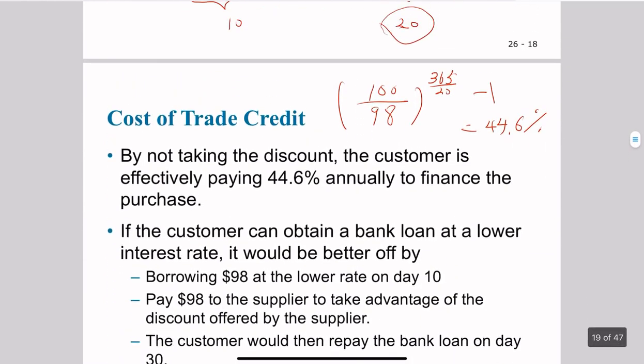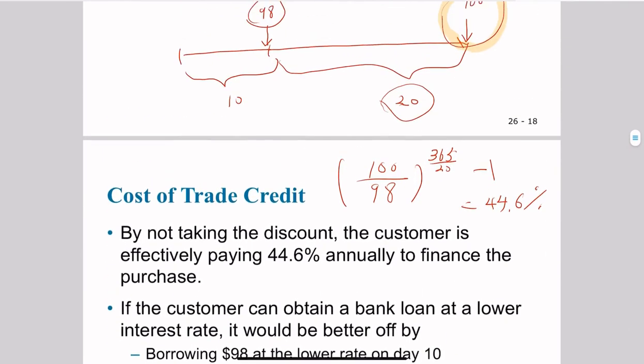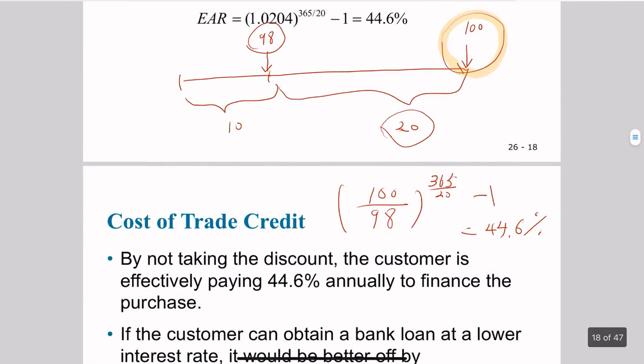Okay, so you can see that if the customer decides to take the discount, it will save this interest rate, right? And you can see that this is a pretty high interest rate. It's 44.6%.